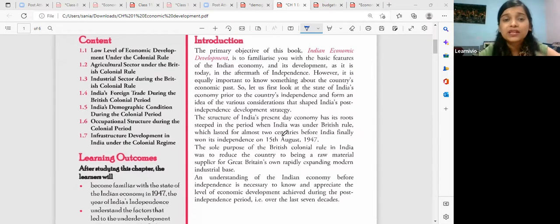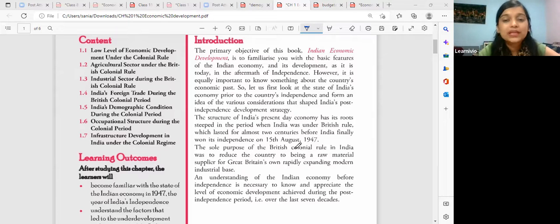So we'll study everything, like under the Britishers. See, it was not like the Britishers were there from the start. No, earlier India was free, then Britishers came, then after that India got independence, right? So we have to study everything: when the Britishers were not there, what was the situation? When the Britishers came, what was the situation? After the Britishers left, what was the situation?